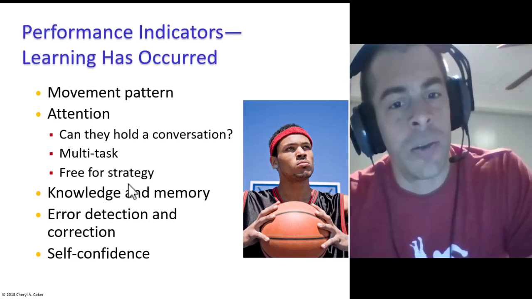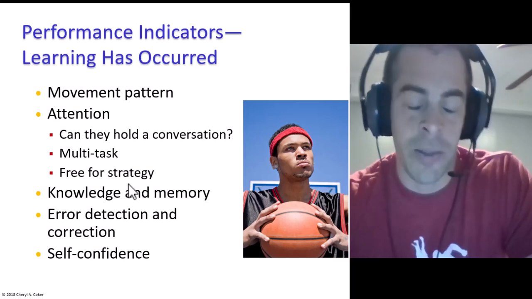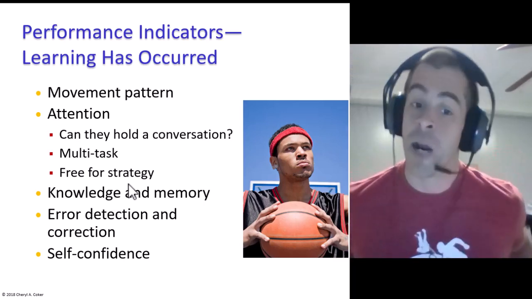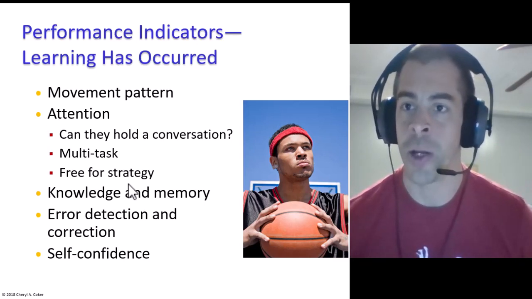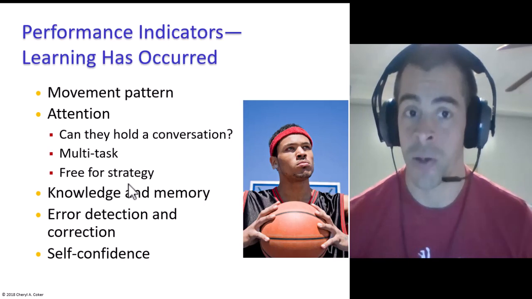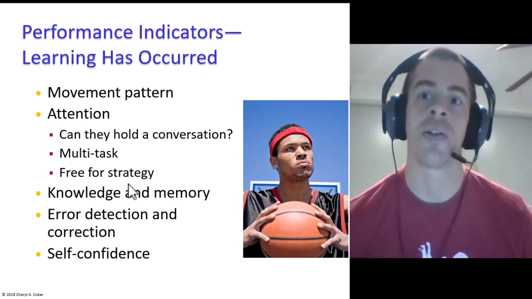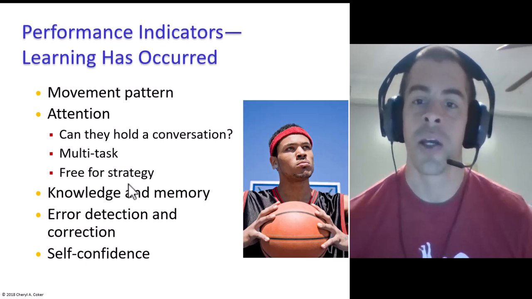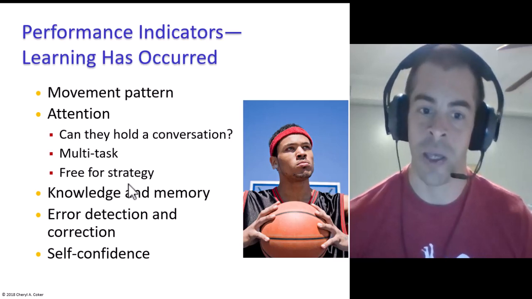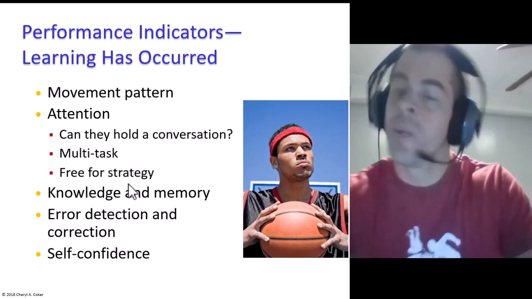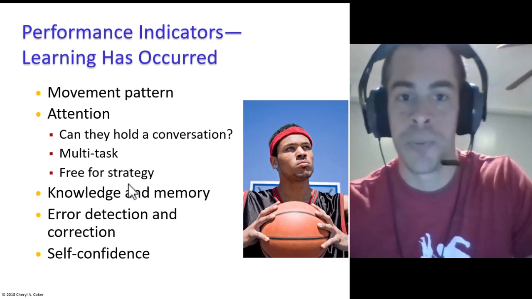Knowledge and memory, right? I'm not really sure what that bullet point represents, so I'll have to circle back to that, or I'm not really sure off the top of my head. But error detection and correction, once again, right? If they know what the mistake was and they know the solution, we've probably identified that learning has occurred. And then lastly, self-confidence, right? As somebody goes to do something, is there a high degree of self-efficacy as they approach that skill? It's probably because they are somewhere on the higher end of the learning spectrum.